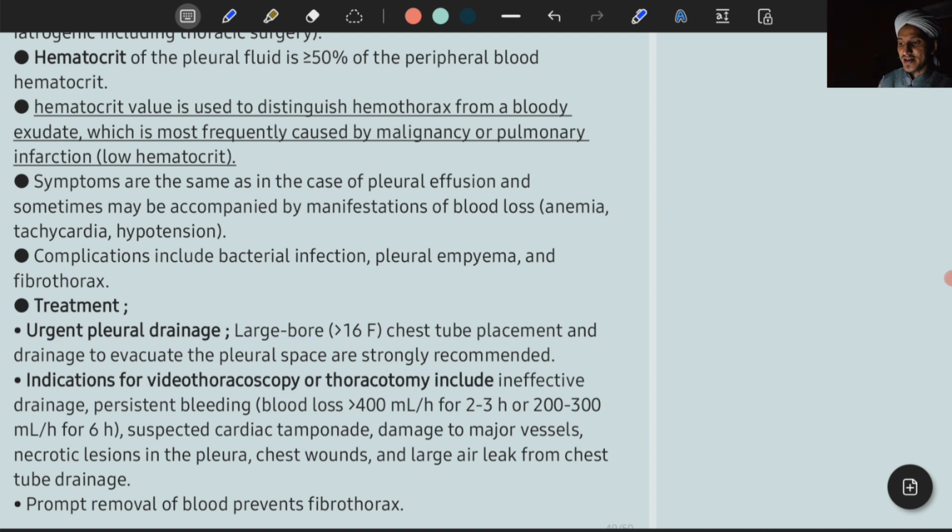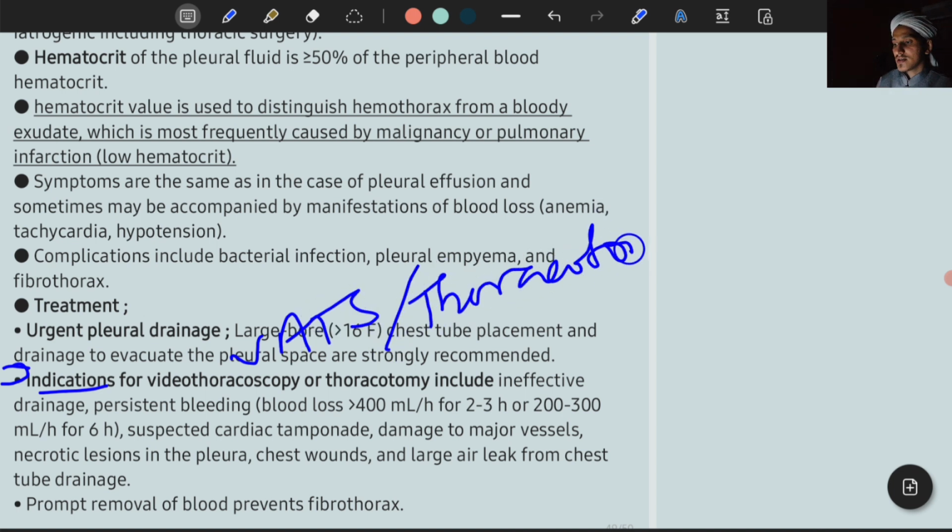When do you require video thoracoscopy or thoracotomy? Indications of VATS or thoracotomy include ineffective drainage, meaning blood is draining through the ICD, but it is still increasing in the pleural cavity. That is ineffective drainage. Then persistent bleeding. Bleeding is not stopping.